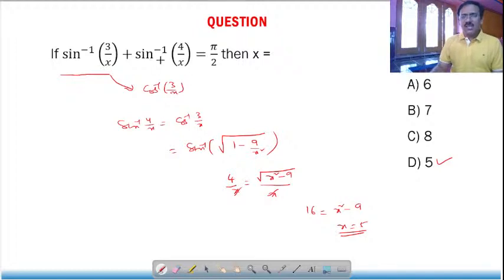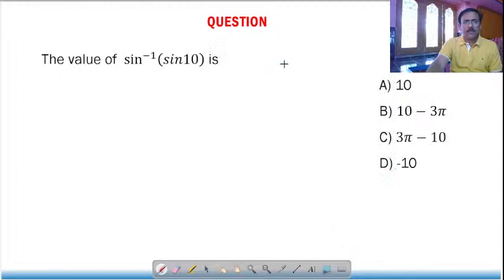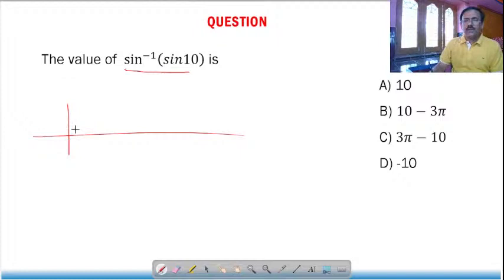So you can easily say that when x is 5, the equation holds good clearly. Or else you can also try directly, dear friends. Then next, sine inverse of sine 10. How to compute this problem? Undoubtedly, to answer this question, we need to take the help of our graph.